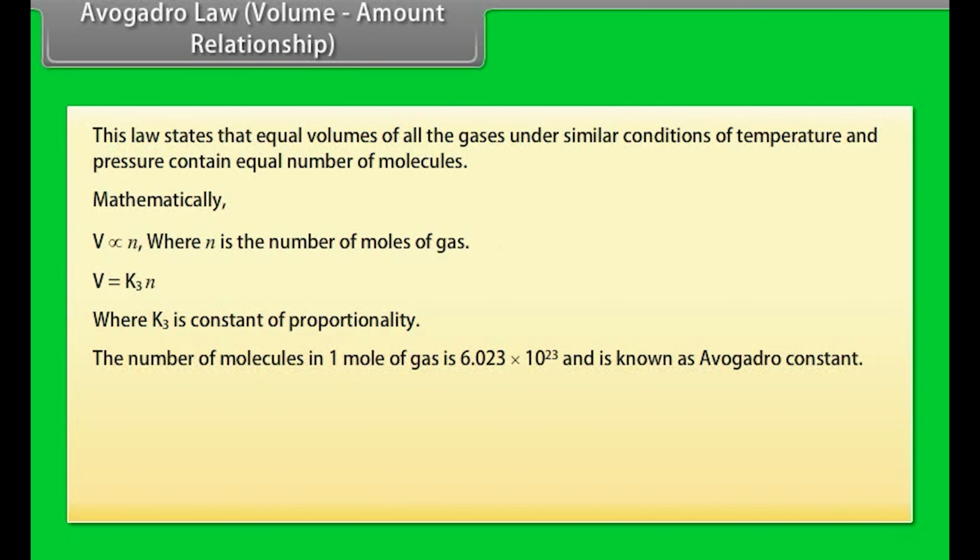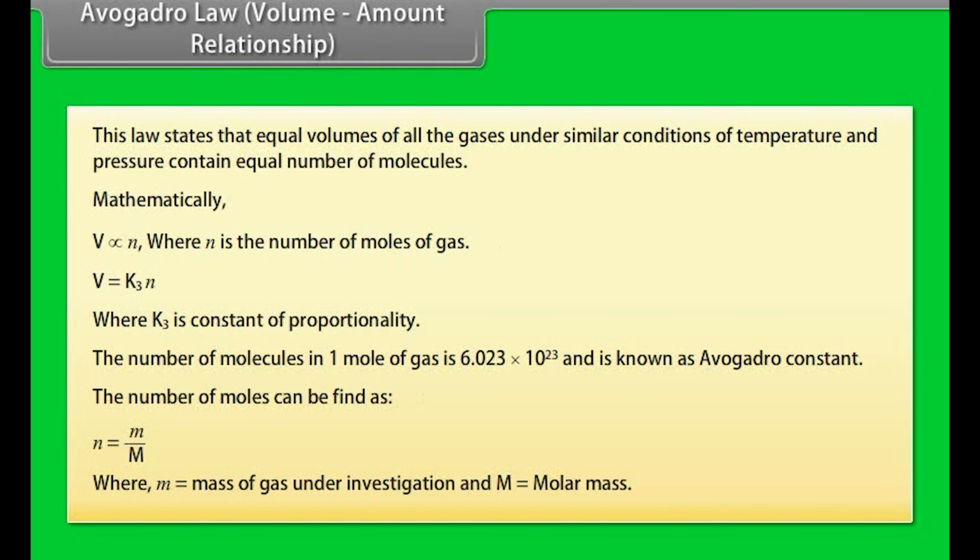The number of molecules in 1 mole of gas is 6.023 × 10^23 and is known as Avogadro's constant. The number of moles can be defined as n = m/M, where m is the mass of the gas under investigation and M is the molar mass.